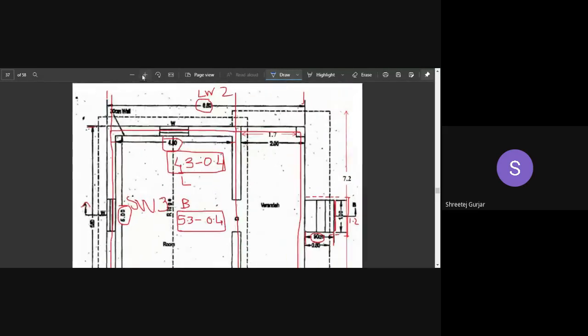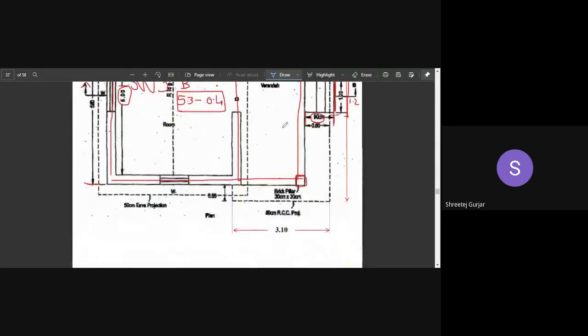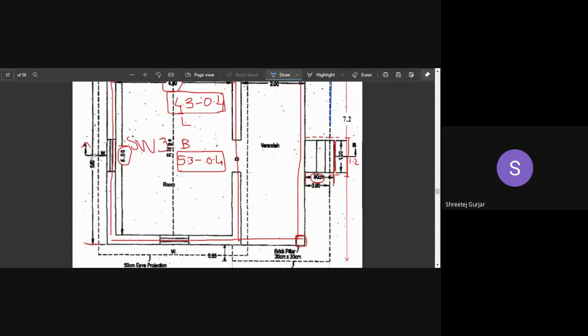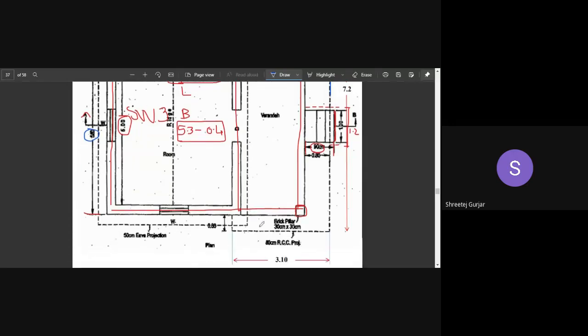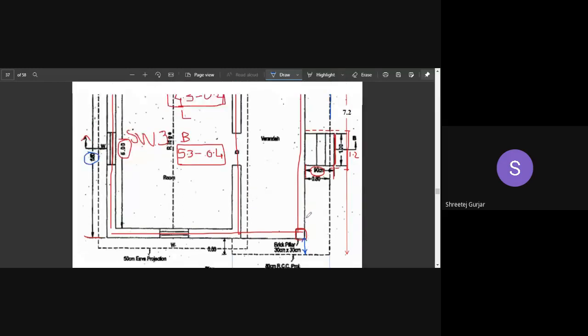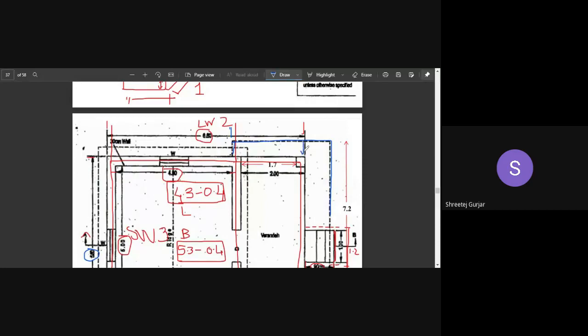So we need to calculate this, right? This is your RCC roof, which is provided. This out is 5.6, plus this projection, which is 80 centimeters. So that is 80 centimeter over here, and 80 centimeter over here. So that is 2 into 0.8, which they have written over there.